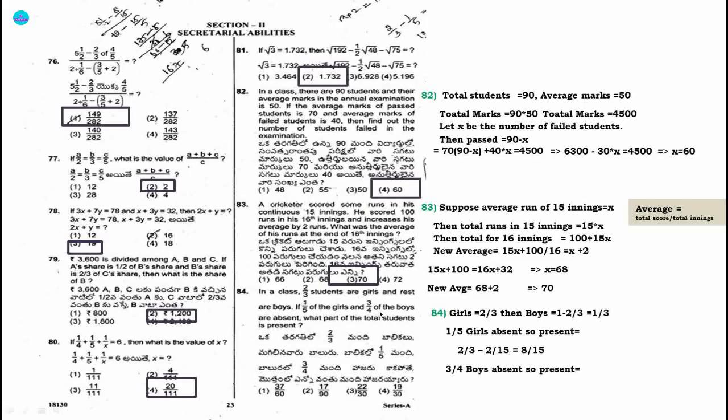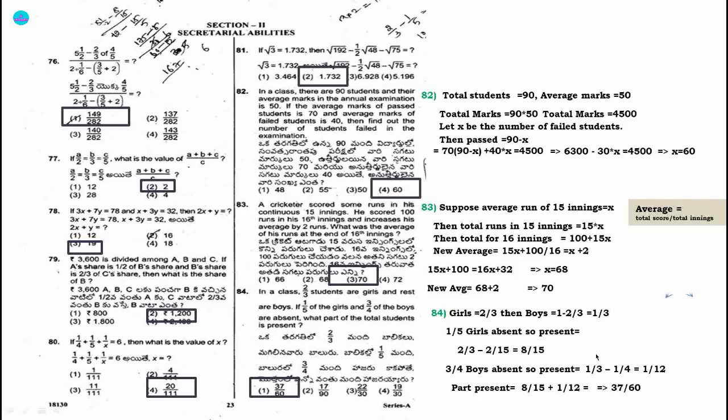Now next, 3/4 of the boys are absent. So how will we get the present? So total number of boys is how much we got? 1 by 3 minus 3/4 of 1 by 3, where 3 and 3 cancel, gives 1 by 4. So 1 by 3 minus 1 by 4, that is 1 by 12. So now what is the part present? You'll get 8 by 15 plus 1 by 12. Now take the LCM, 60 will be the LCM. So answer is 37 by 60.